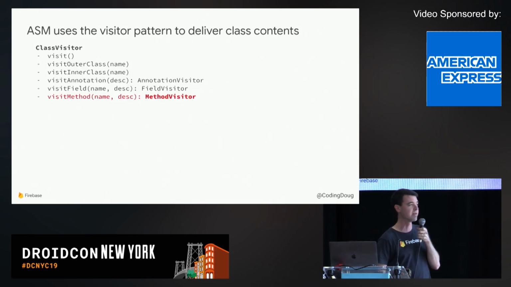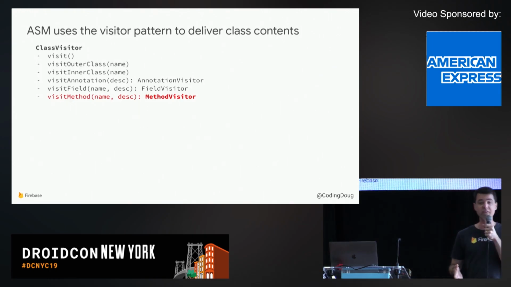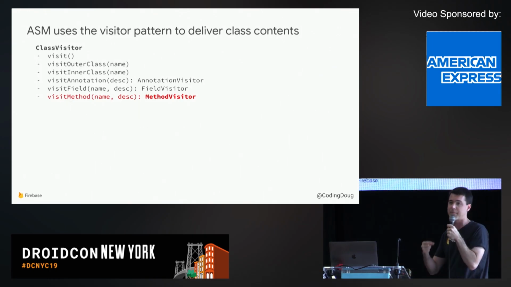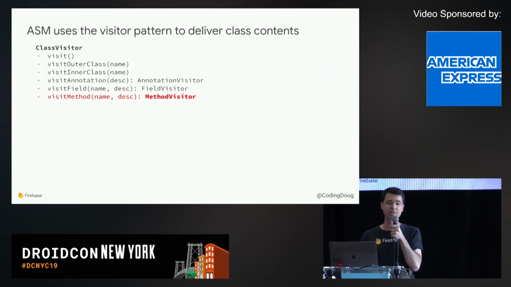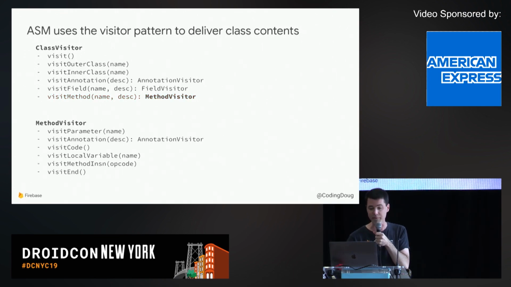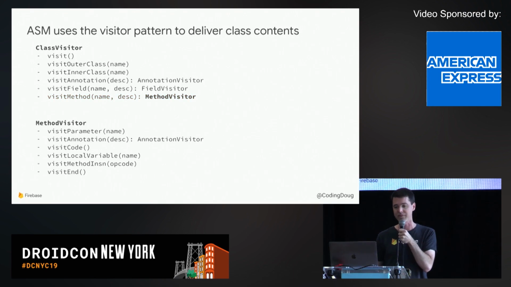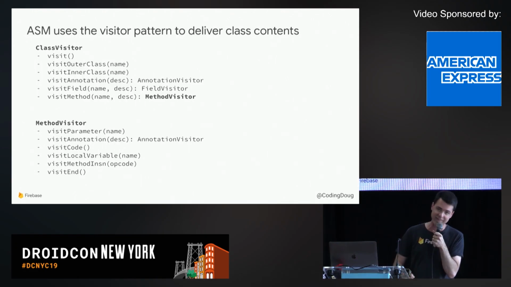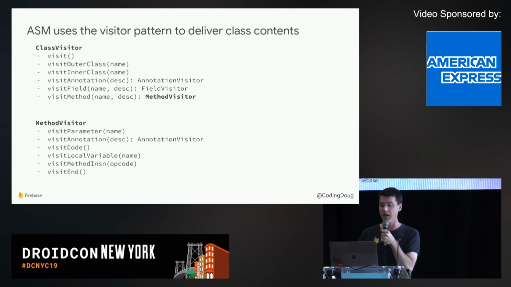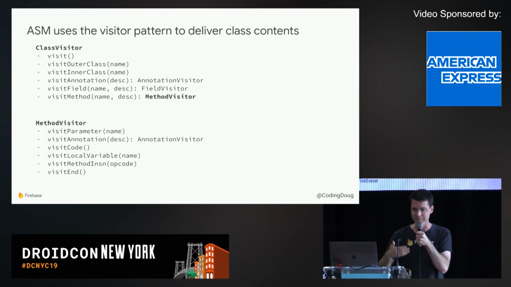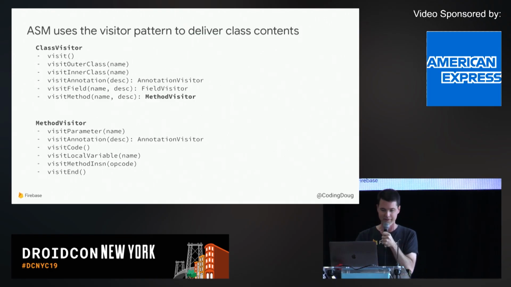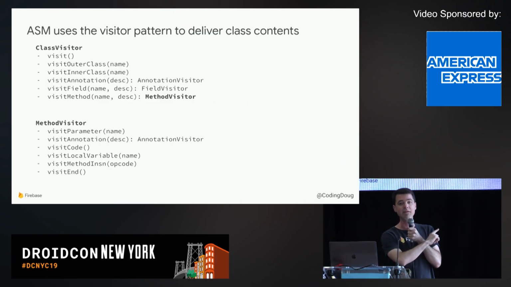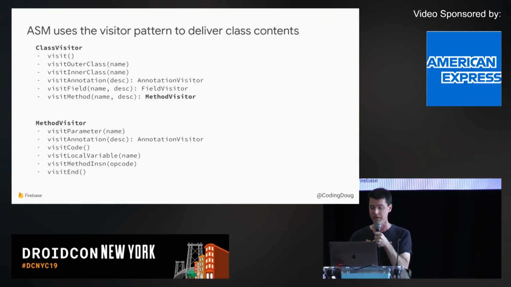The most important thing here is the method visitor. What a method visitor does is it will get invoked every time a method is found inside your class file. So both static methods and instance methods. When you return a method visitor from that, it's going to get called with even more information. So the name of the method, any annotations on it, the code itself, local variables, method instance variables, and so on and so forth. Basically, this visitor is going to tell you about every single thing that's going on inside the method of some bytecode.